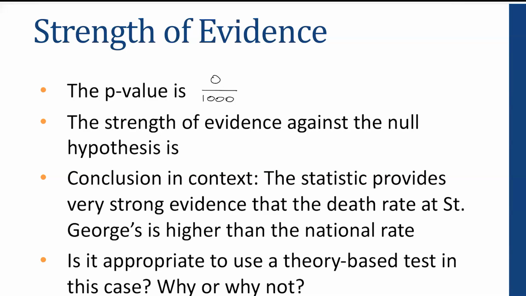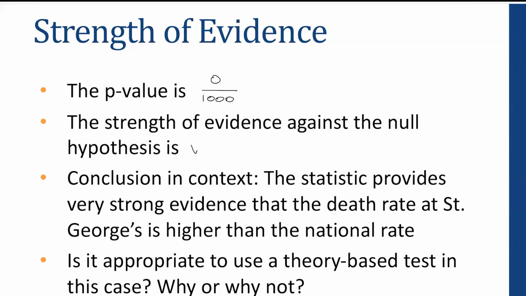Okay, so for us the p-value is 0 out of 1,000, and I usually don't just write 0. I usually, when the numerator is 0, I usually do keep the over 1,000 there, just so that the reader knows that I didn't do infinitely many, or 10,000 or 50,000. I did 1,000 repetitions.